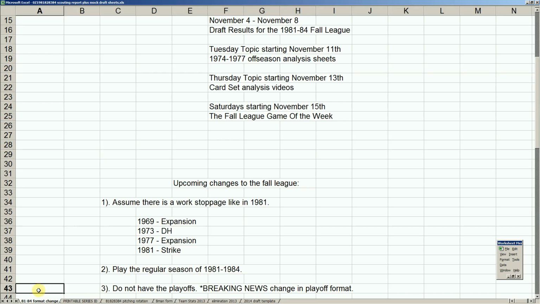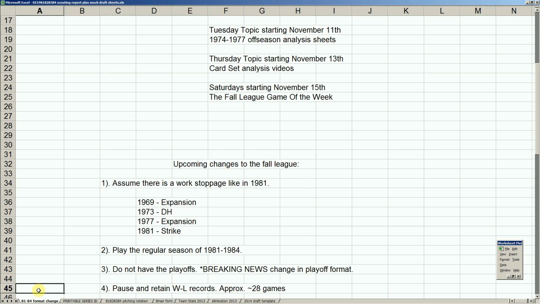I originally had do not have the playoffs. Then I changed it. Breaking news, I'm going to have a change in my playoff format. Before that playoff happens, the league is going to freeze the win-loss records. This would be approximately 28 games or so for all the teams in the league, this regular Fall League season, because they play 7 rounds of best of 5. So it could be between 21 and 35 games, or on average 28. That's how many games are usually played by a team who probably doesn't make the playoffs.